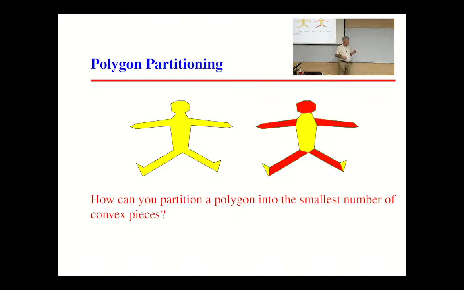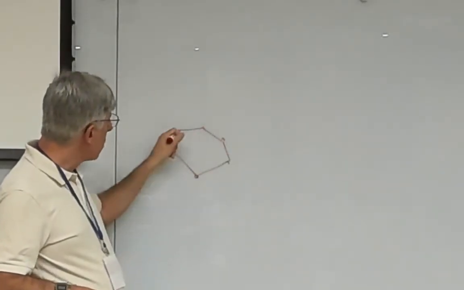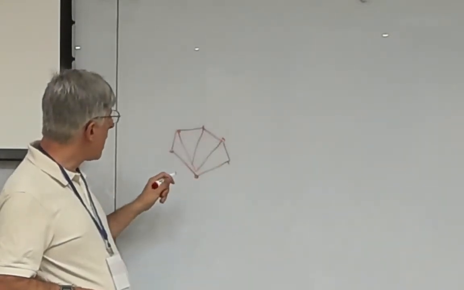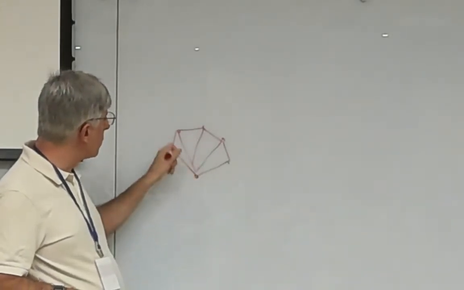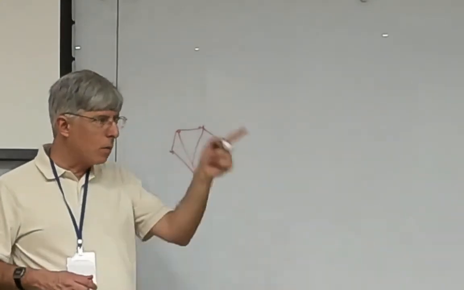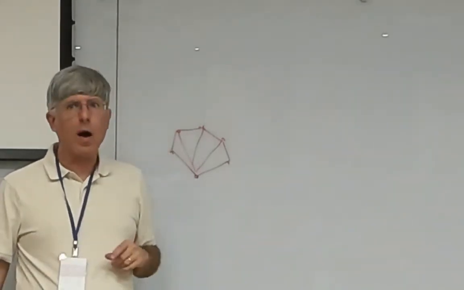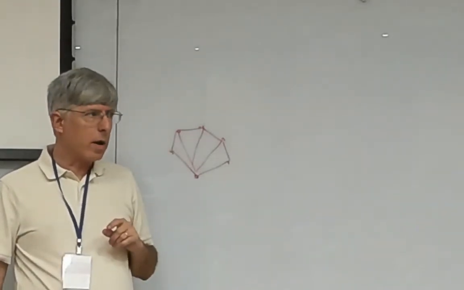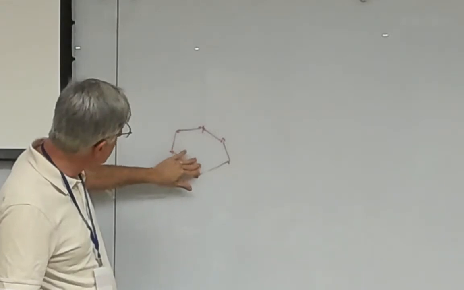N minus 2. I think I believe that, but let's think of a convex polygon. Here we have 1, 2, 3, and so I've got 4 pieces, and I've got 1, 2, 3, 4, 5, 6 vertices, so it's N minus 2. How would I find the smallest number of convex pieces that I need? For this polygon, what's the smallest number of pieces I need to make this into a convex polygon? 1. It's already a convex polygon, right?